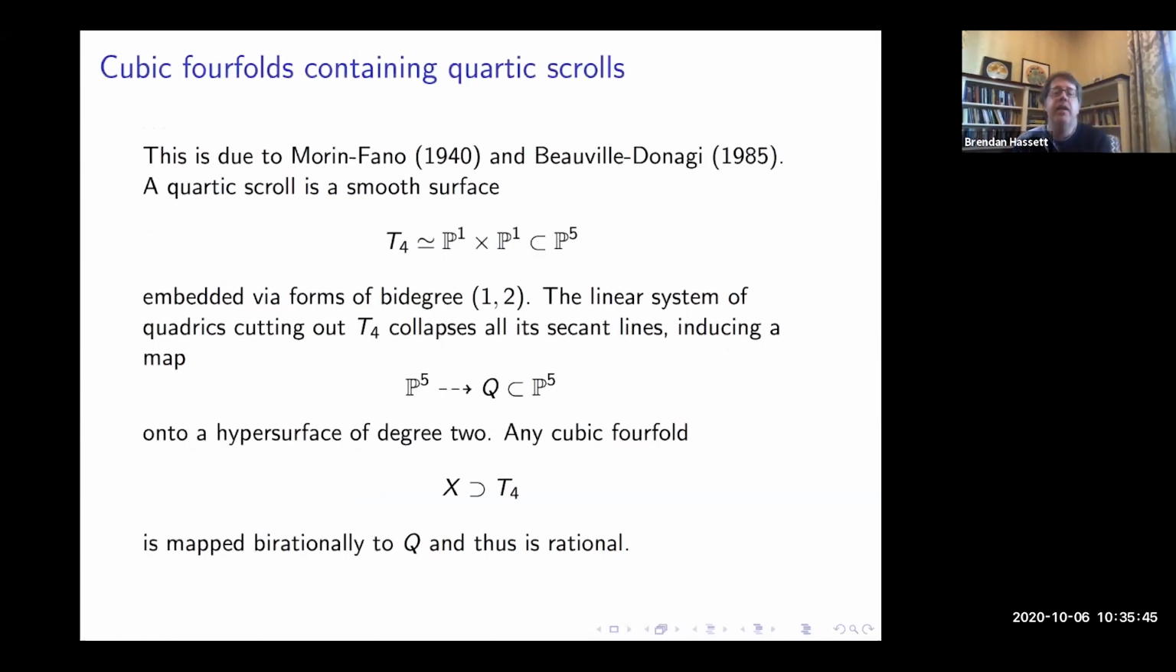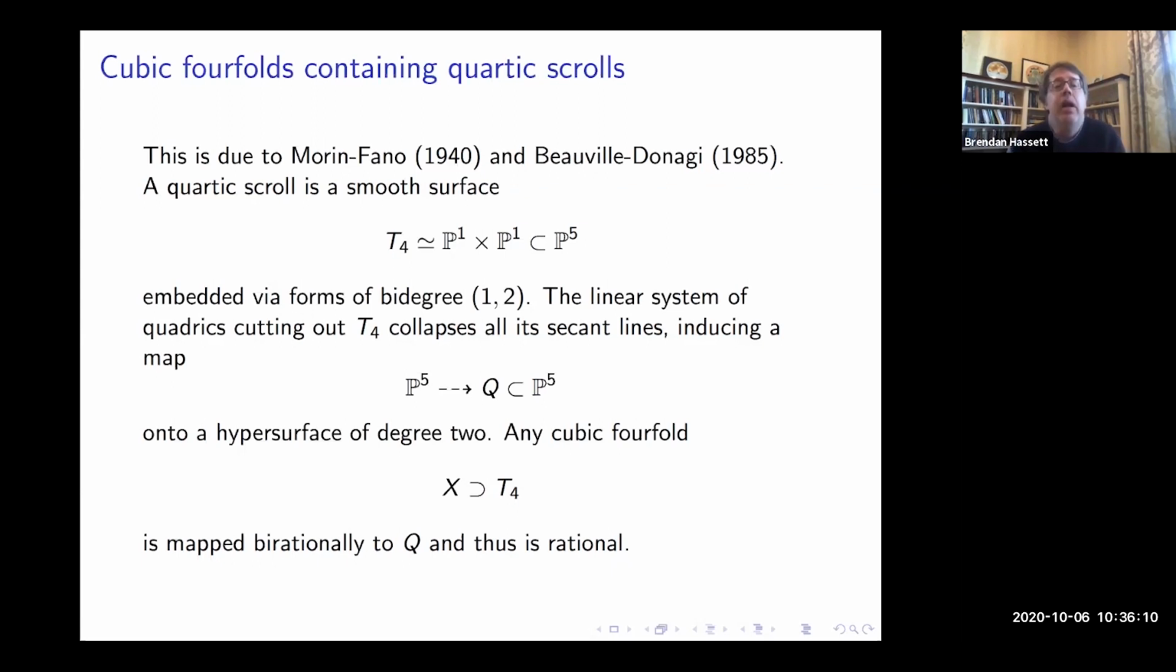So the next example goes back to Morin, Fano, and Beauville-Donagi. I think Fano understood it much more clearly than Morin did. I think Morin originally hoped to use this as a proof that all cubic fourfolds are rational, but the parameter counts don't quite go your way. And so it only gives you a special locus.